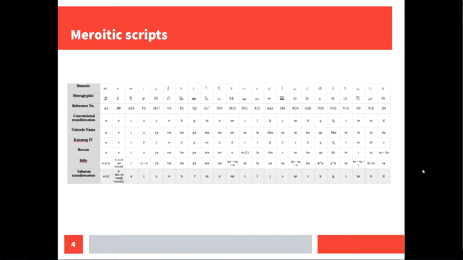Here you'll see the Meroitic script. The first row shows the demotic or cursive alphabet. Second row shows the hieroglyphic alphabet. So you should probably pause this for a few moments just to internalize every character. You can do that in your own time.